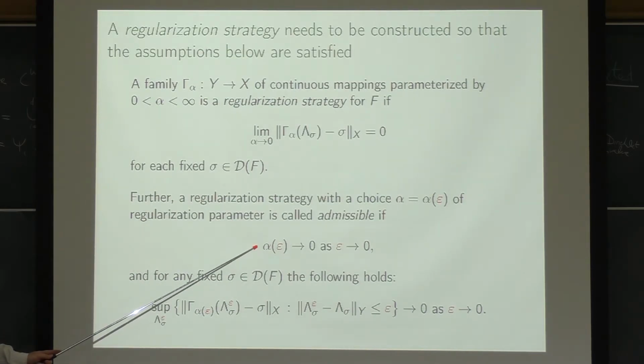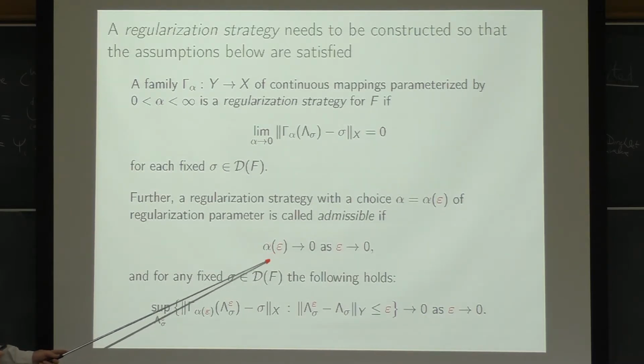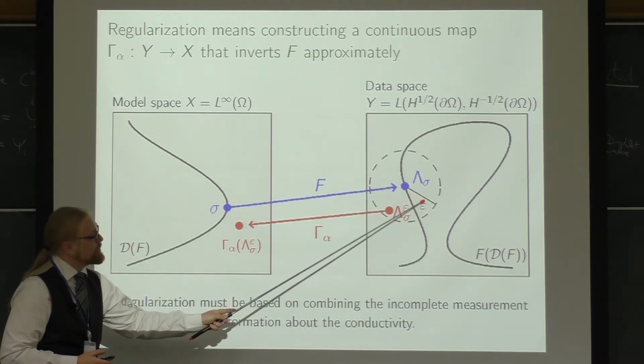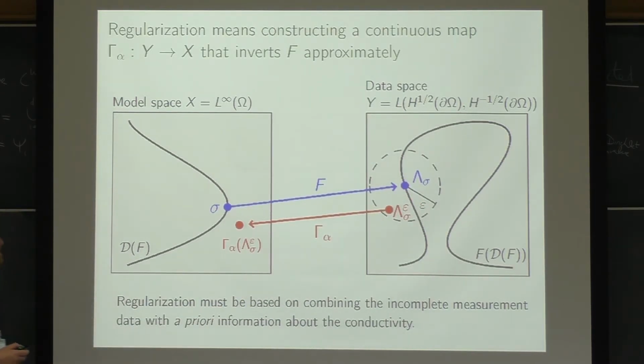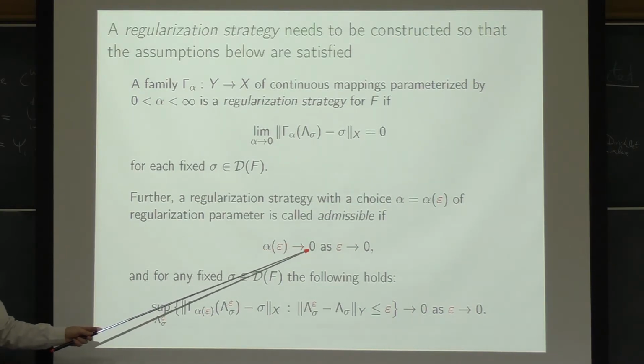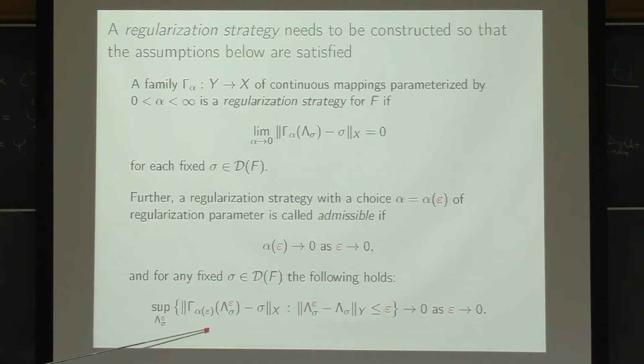But what to do with noisy data? Again, sorry, this was delta previously, now it's epsilon. So anyway, we should choose alpha as a function of the noise level, where epsilon denotes the size of the noise. Somehow we should choose alpha for a given noise level, first of all so that alpha goes to zero when epsilon goes to zero, and then again this one, the worst case reconstruction error. So this is the reconstruction error for a given alpha.